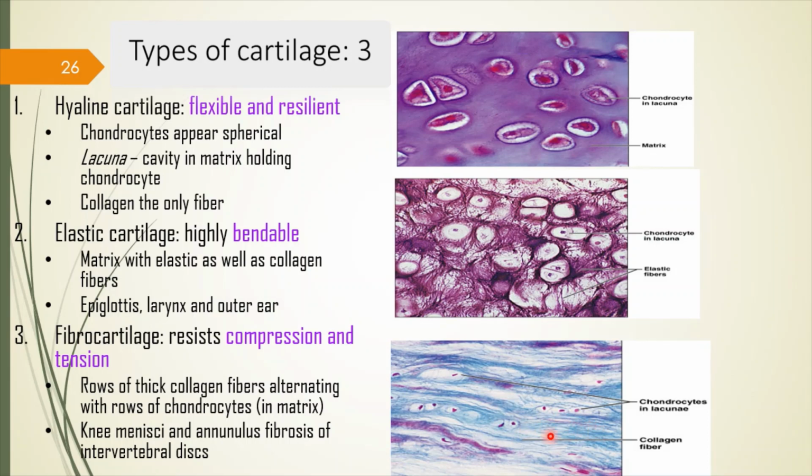So this one that is inked blue here is dense regular connective tissue. And in the dense regular connective tissue, that's where you find your lacunae. So where do you find fibrocartilage? You find it in the knee meniscus and the annulus fibrosus of the intervertebral discs.